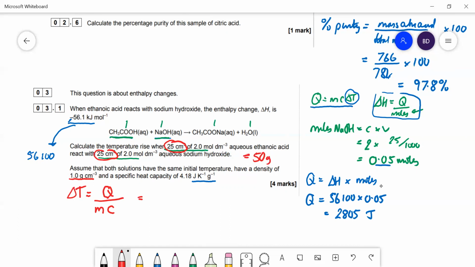So we're going to put the numbers in there. We get 2,805, which we worked out from here, divided by 50 multiplied by 4.18, the specific heat capacity of water. Put the numbers in there, we get 13.4 degrees C, and we know that that is going to be a temperature rise because, as I said, delta H is exothermic. It's got a negative there, so that's the answer to that. And to 3 significant figures, well, 1 decimal place is appropriate there.